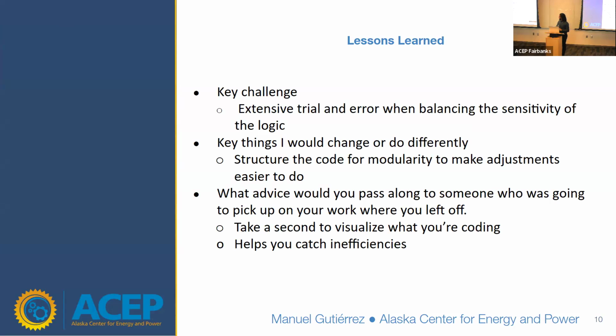Key things I would change or do differently. At times, there were many ideas being worked on, and I would flip-flop between what I was working on throughout the day. This led to a lot of readability issues. So I would have liked to have made the code more modular and easier to read to avoid all those headaches during development and make adjustments much easier to make.